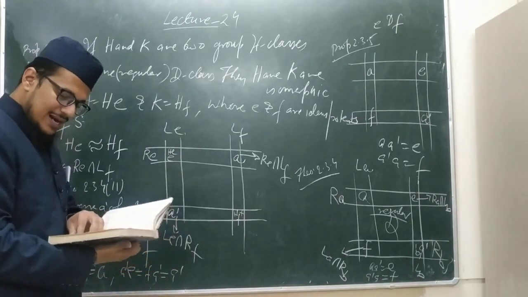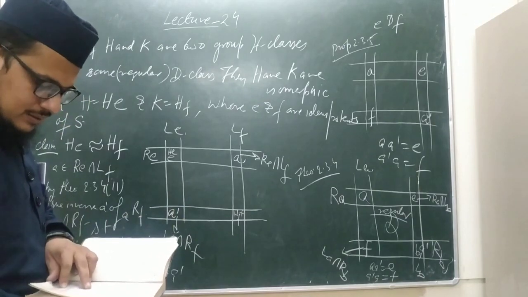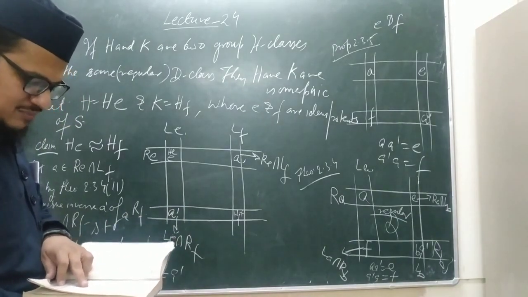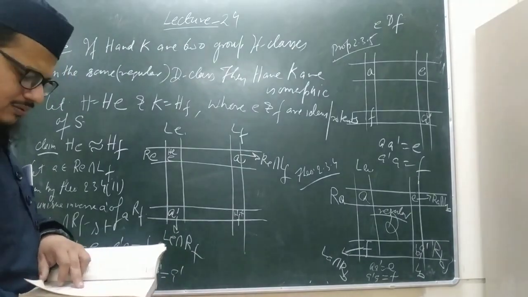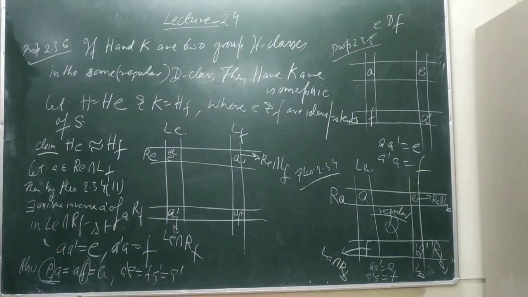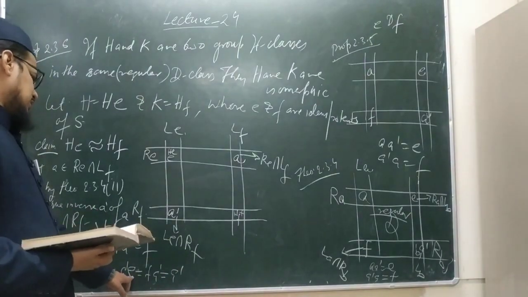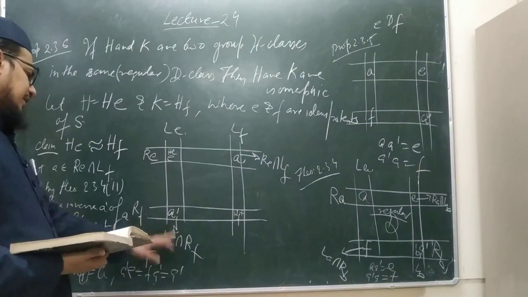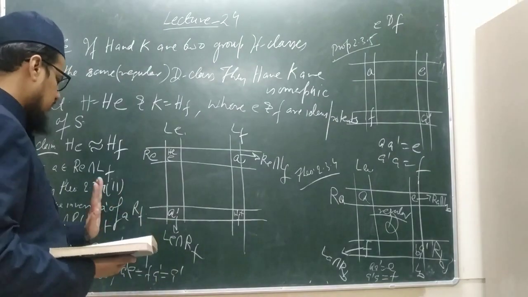Just reading it out: every idempotent E in a semigroup is a left identity for RE and a right identity for LE, isn't it? Or you can say LF, doesn't matter. So in this way, similarly, A dash into E will be A dash, and FA dash is equal to A dash. So these things are also true.